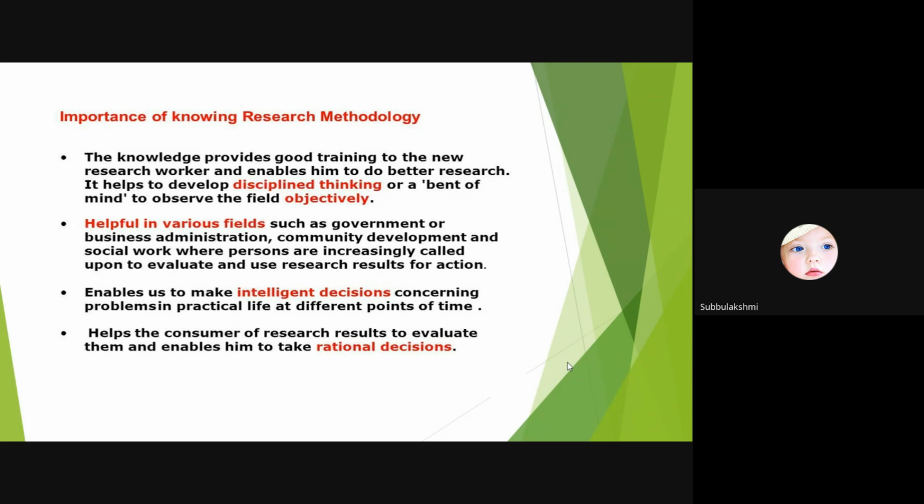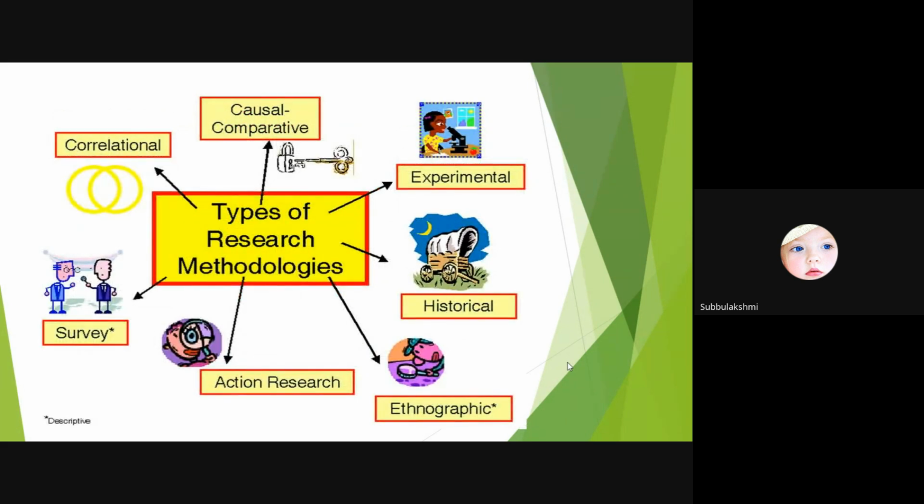Next is rational decisions, which helps the consumer of research results to evaluate, enabling people to evaluate. So this is the next step. Next is types. When we talk about research, we have certain types of research methodologies.